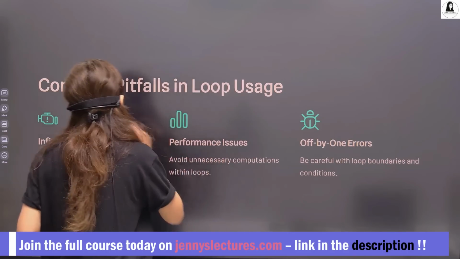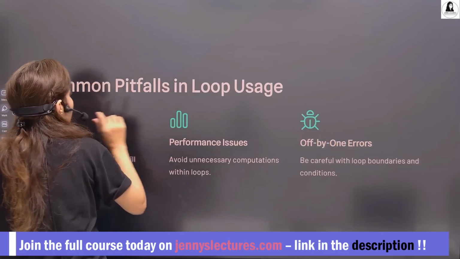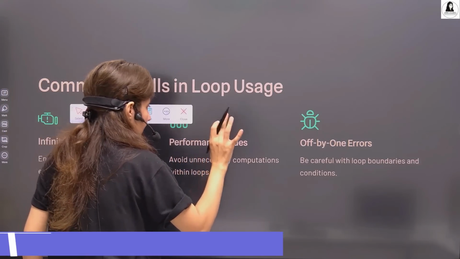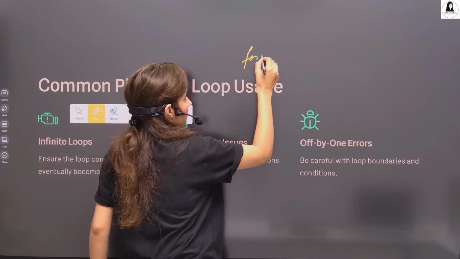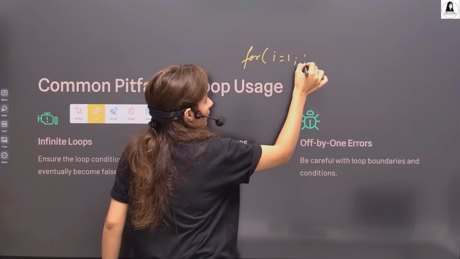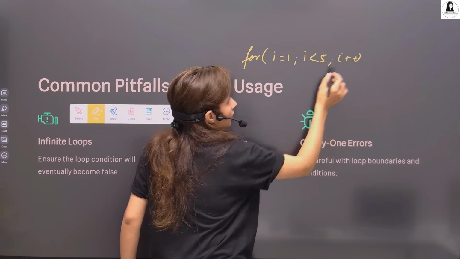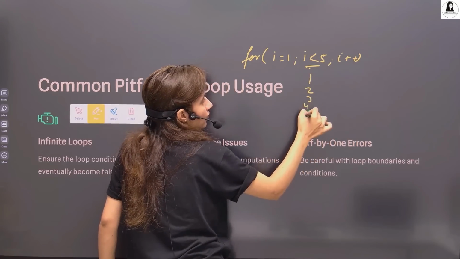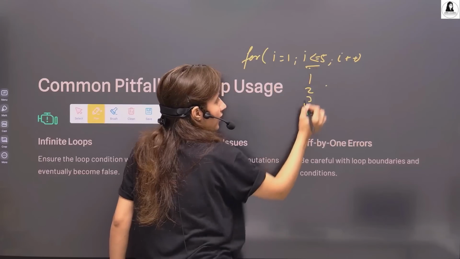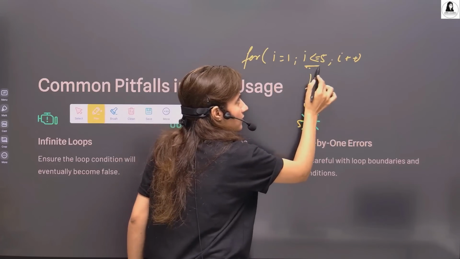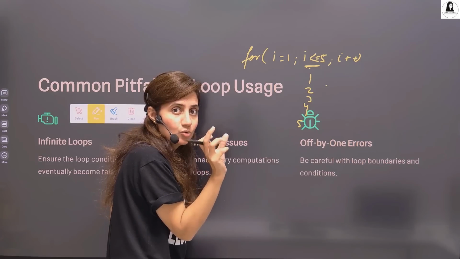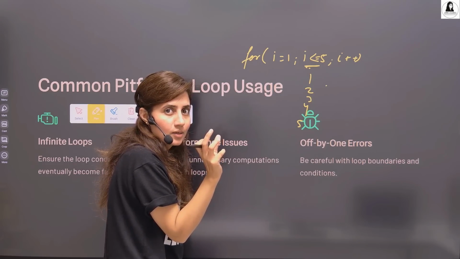Like if you want to print numbers from 1 to 5, then what exactly should you write in the condition? i equals 1, i less than 5, and i plus plus. So it will only print 1, 2, 3, 4. If you write equal to here, then it will print 1 to 5. So these are some edge cases, boundaries. You have to take care of this thing, right?